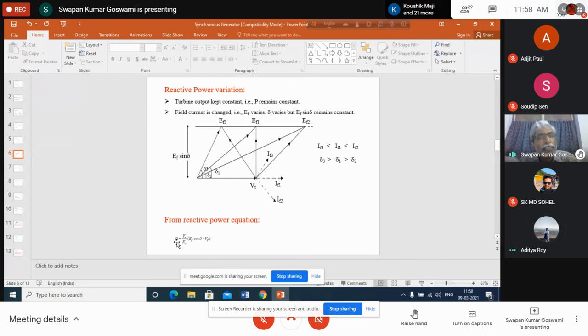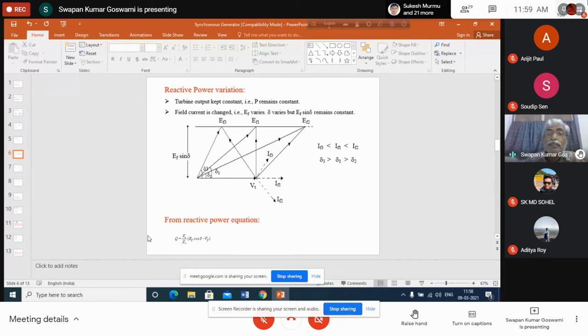IA is also increasing, and IA is increasing because EF is increasing. EF is increasing because IF is increasing. So when field current is increased, as a result, armature current also will increase. And it will deliver the same active power, but at a cost of higher armature current. So we are delivering the same active power, but armature current is more. Am I clear? Yes, sir. As a result, phi A is more, which means armature reaction is also more.